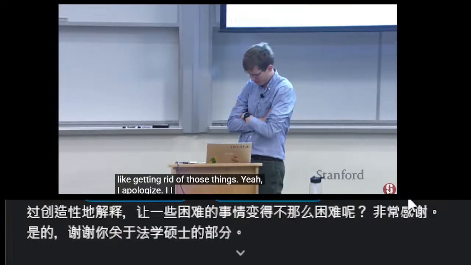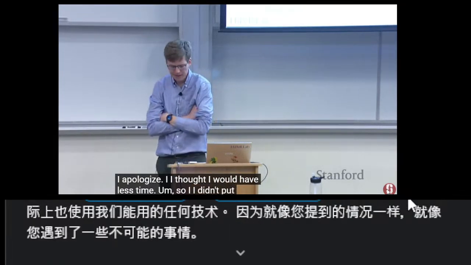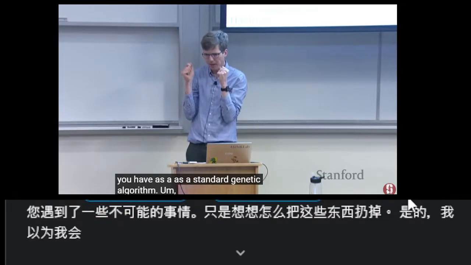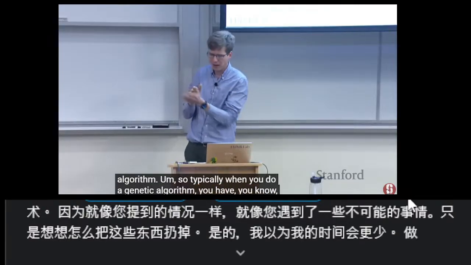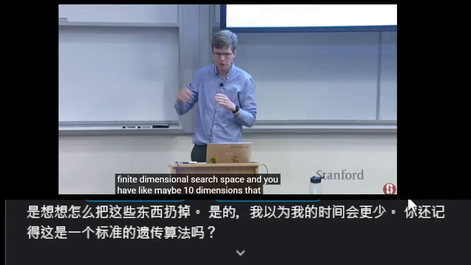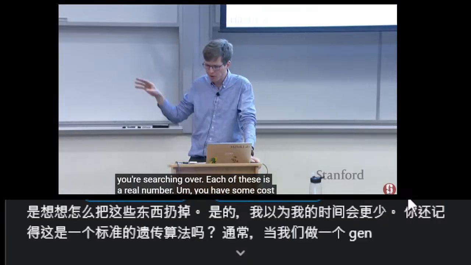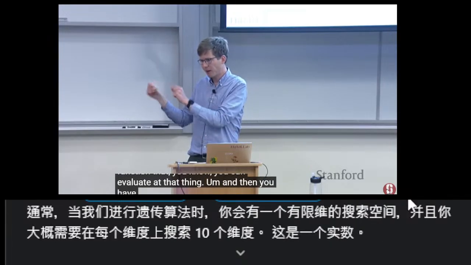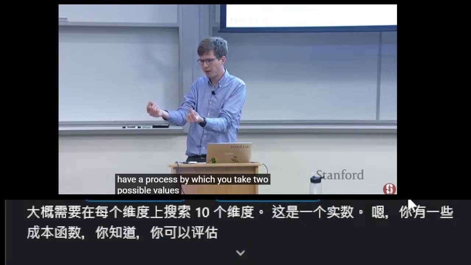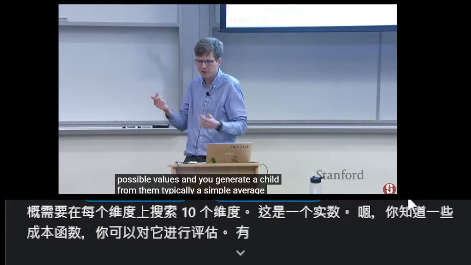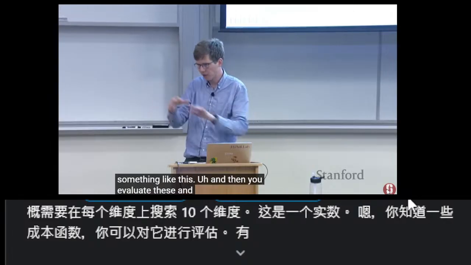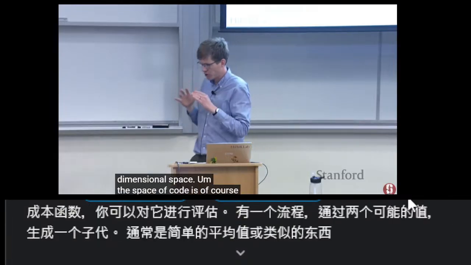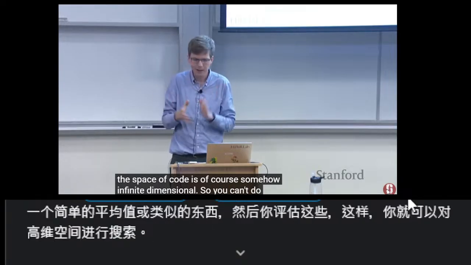Yeah, I apologize. I thought I would have less time, so I didn't put the details here. The way we do this is, you can think of it as a standard genetic algorithm. Typically in a genetic algorithm, you have a finite dimensional search space, maybe 10 dimensions that you're searching over, each of which is a real number. You have some cost function that you can evaluate, and then you have a process by which you take 2 possible values and generate a child from them, typically a simple average or something like this, and then you evaluate these. In this way, you can search through your high dimensional space. The space of code is, of course, somehow infinite dimensional, so you can't do it naively like this.